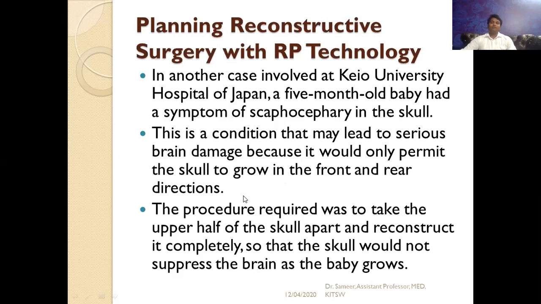So during the growth of the baby, the skull would further grow in the front and the rear direction. Now, this required a procedure to take care of the skull part and reconstruct it so that when the brain grows, as the baby grows, the skull does not suppress the brain. So here, the procedure required was to take the upper half of the skull apart and reconstruct it completely so that the skull would not suppress the brain as the baby grows.